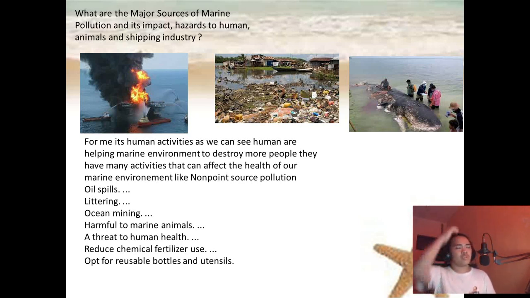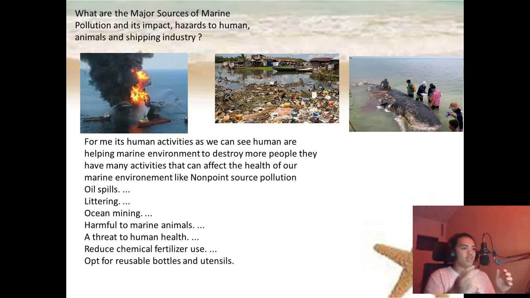So how about the shipping industry? We all know seafood is exported abroad. So what happens if we don't have seafood? We don't have enough supply. So all of us will be affected if our marine environment is polluted due to the different pollutants that humans made.